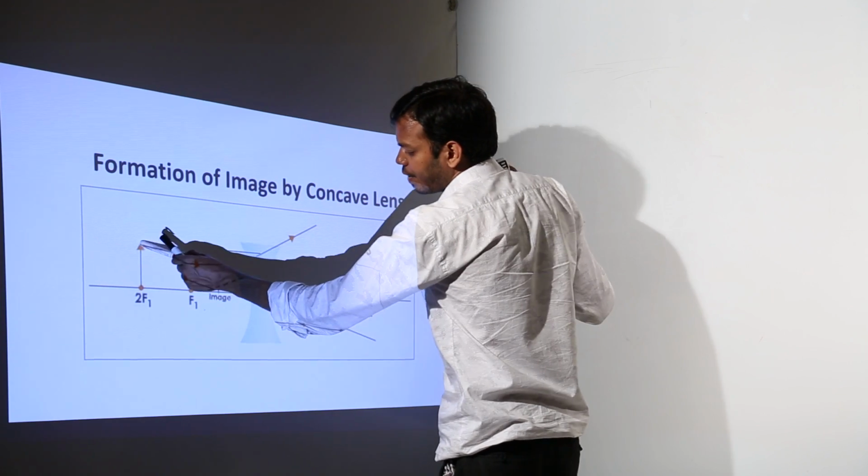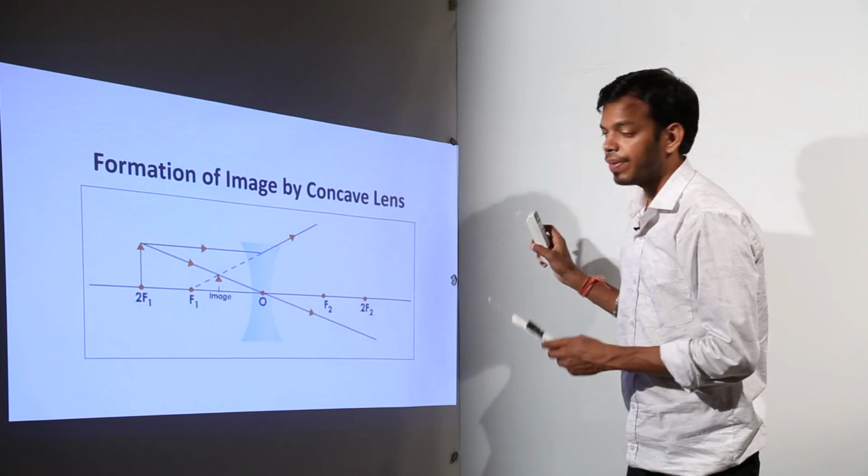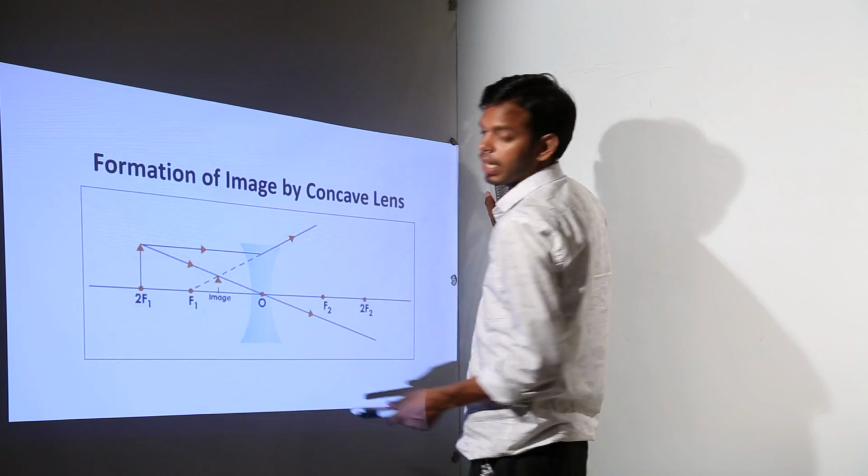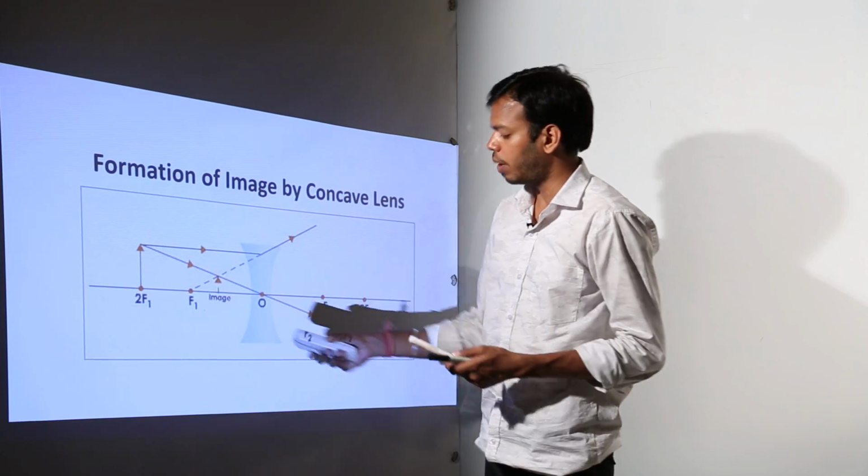Anyhow, the second ray which is passing through the optical center will go straight. These two are meeting here virtually, right? So, the image is formed here.